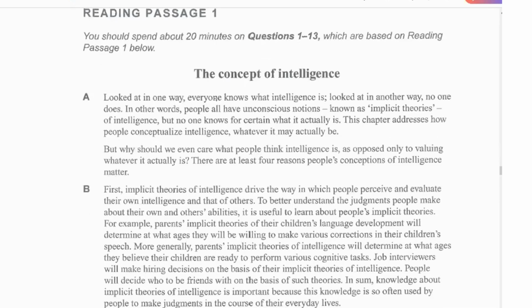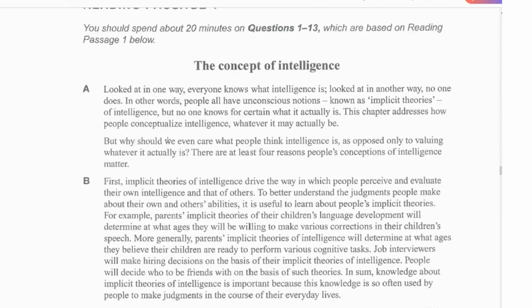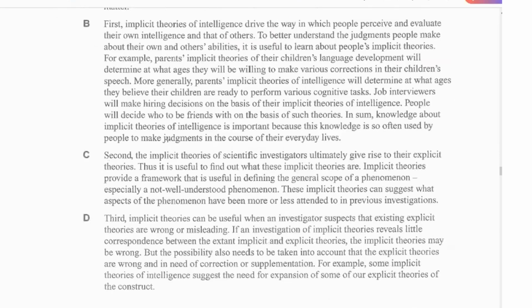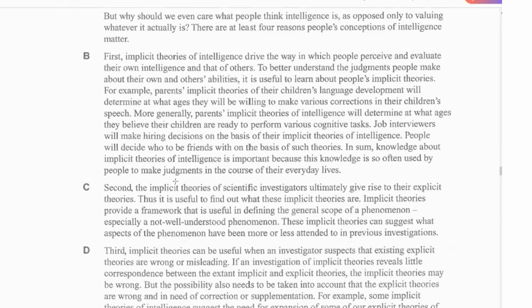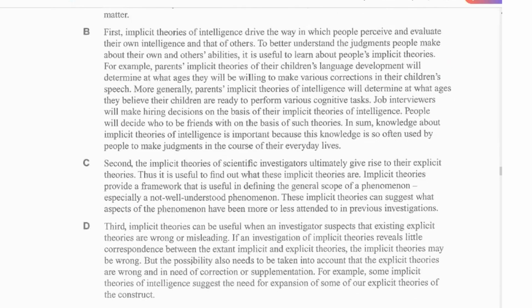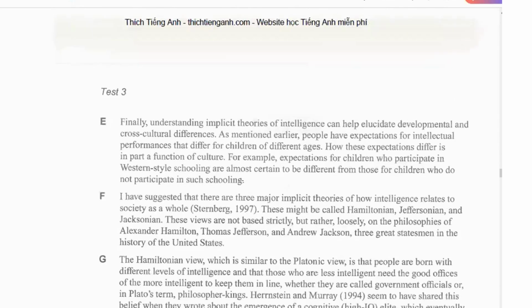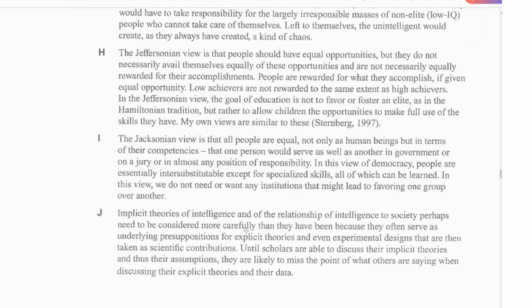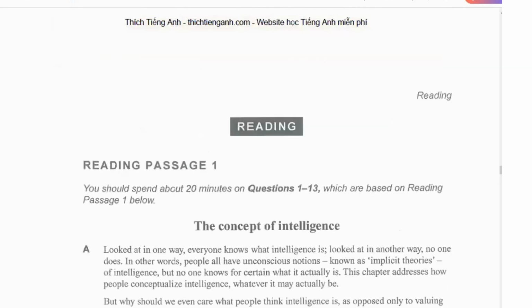This says, looked at in one way, everyone knows what intelligence is. Looked at another way, no one does. So A sounds like the answer. It can't be B. I've already used B for something. What of C? Implicit theories. What of D? I don't think the answer is going to be A. Let me check the last paragraph. Paragraph J. No, I don't think it's paragraph J. I'll pick paragraph A. A is going to be my answer.